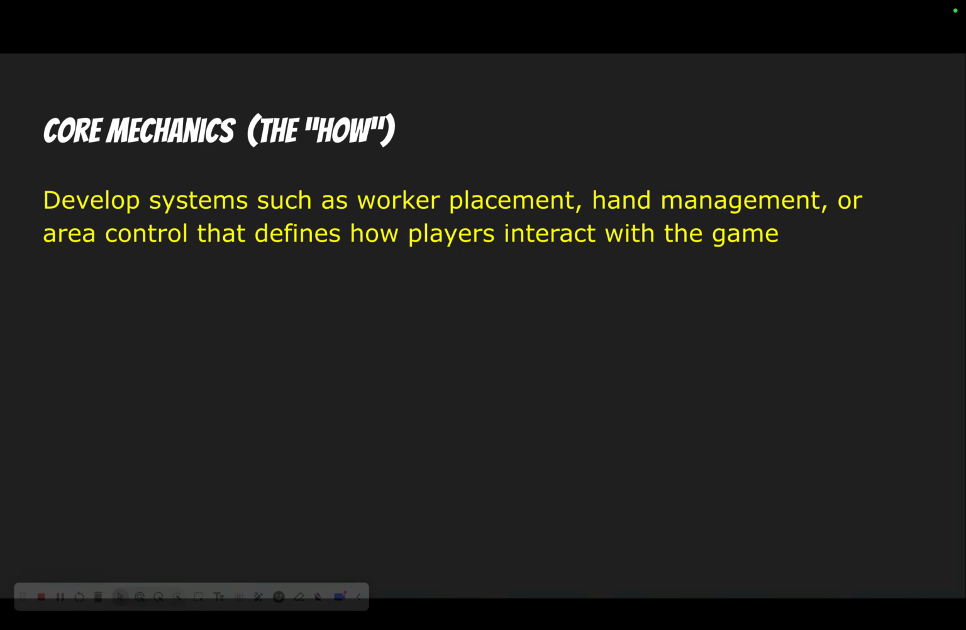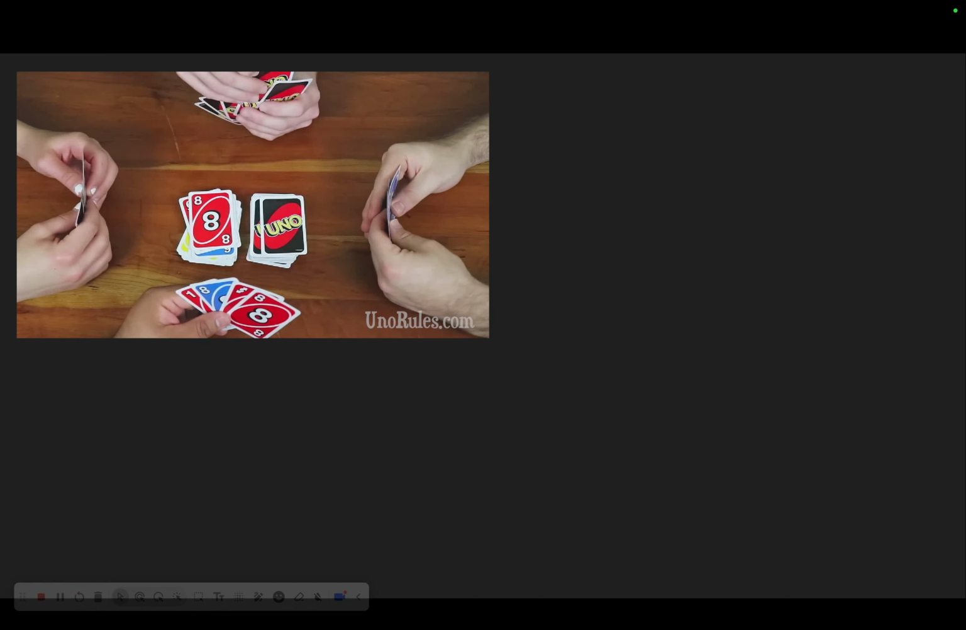All right, now core mechanics, the how. So this is how the game is set up, and how the players interact with the game and interact with the pieces of the game. So we're just going to jump right into the examples here. So Uno is a really straightforward kind of card game. You sit in the round and you have that draw deck, right? A deck of cards that you're drawing from, and you keep your own hand.